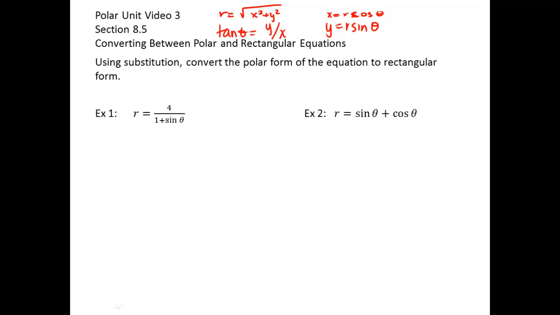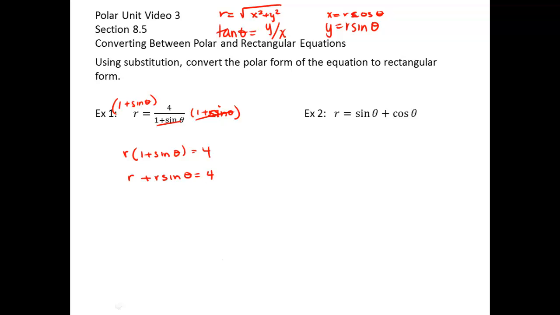The first trick I'm going to use here, or method of solving, is I'm going to multiply both sides by this denominator. So if I multiply both sides by 1 plus sine of theta, on this side I will have r times 1 plus sine of theta, and this side will equal 4. I'm going to distribute the r because I want the r next to the sine of theta. That will give me 1 times r is r plus r sine of theta equals 4.